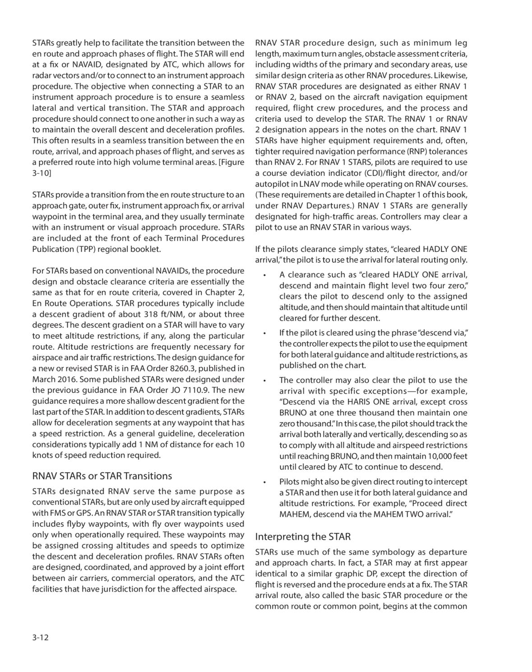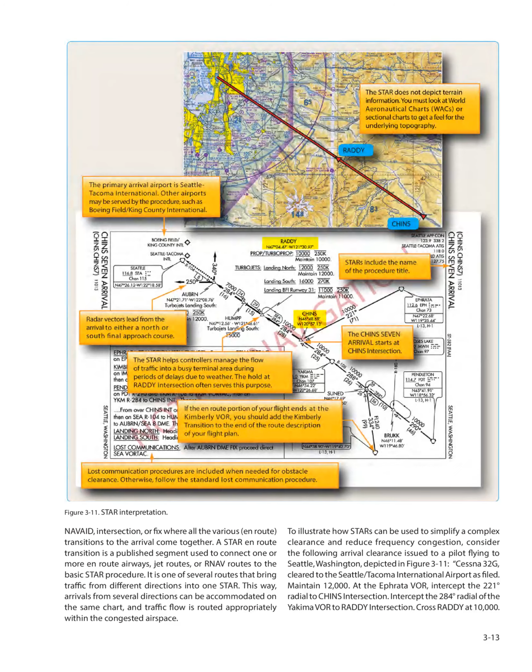The STAR arrival route, also called the basic STAR procedure or the common route or common point, begins at the common navaid, intersection, or fix where all the various en route transitions to the arrival come together. A STAR en route transition is a published segment used to connect one or more en route airways, jet routes, or RNAV routes to the basic STAR procedure. It is one of several routes that bring traffic from different directions into one STAR. This way, arrivals from several directions can be accommodated on the same chart, and traffic flow is routed appropriately within the congested airspace.